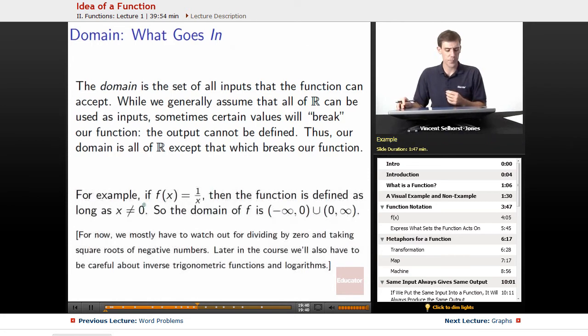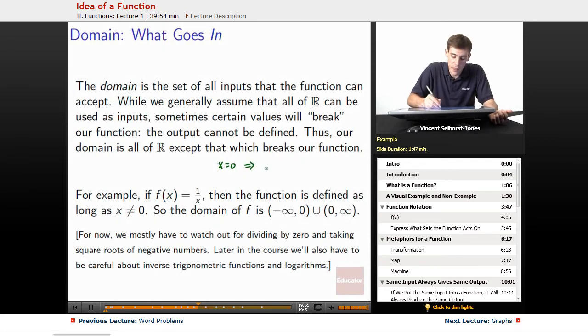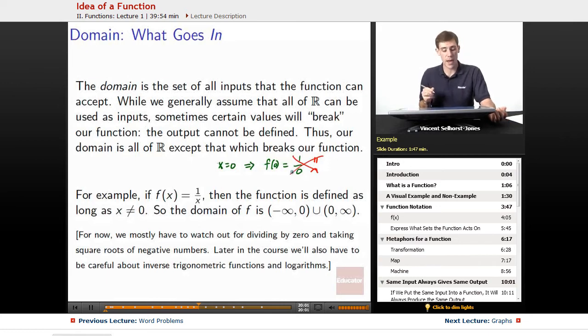Let's see an example. If we had f of x equals 1 over x, the function would be defined as long as we don't divide by 0, right? If we had x equals 0, then f of 0 gets us 1 over 0. Are we allowed to do that? No, very bad. We cannot divide by 0. So we're not defined there, but everything else works. If we plug in anything that isn't a 0, it works out fine. So everything is defined as long as x is not 0. So our domain is all numbers except 0.